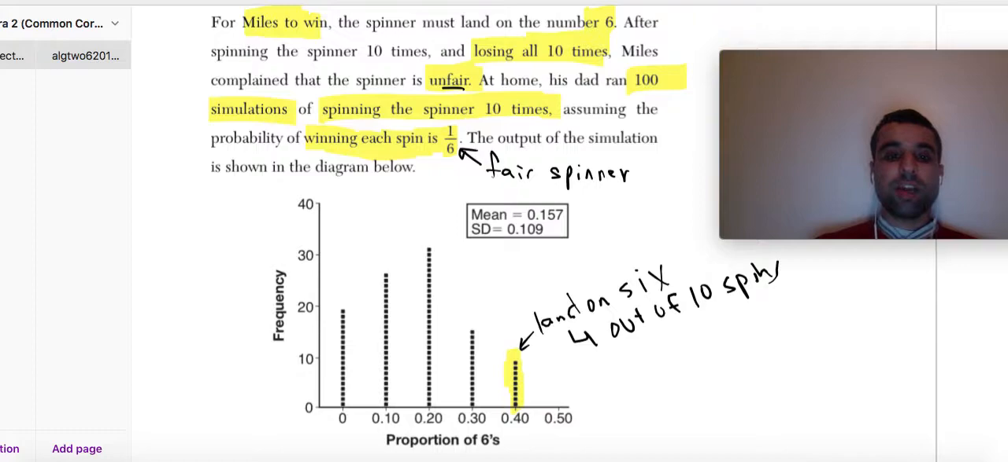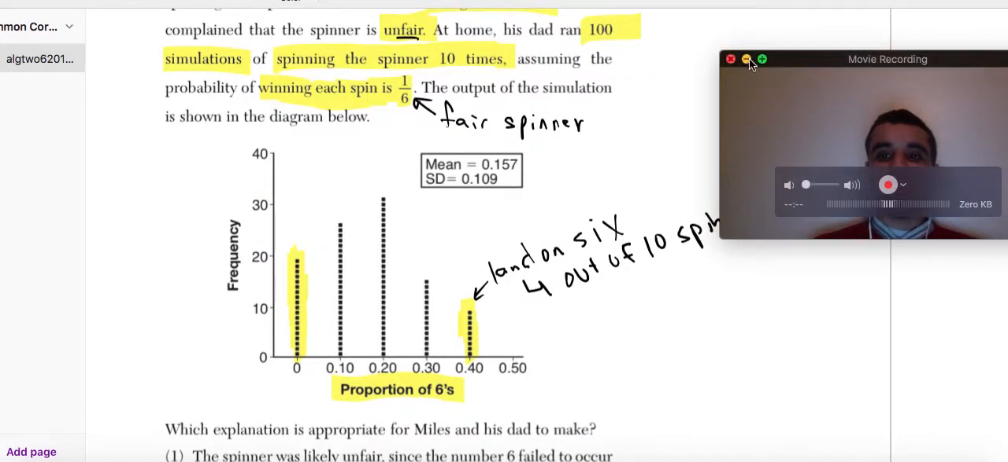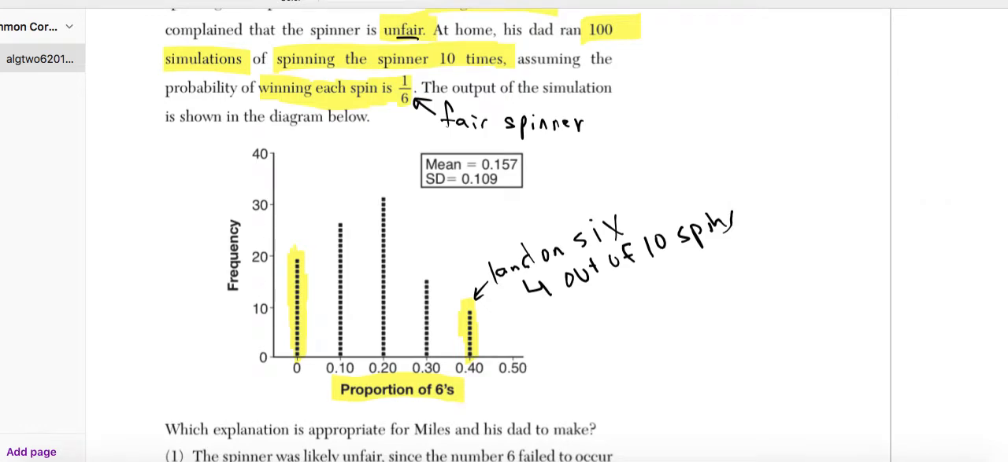Now at the lower end, this is what happened to Miles. These are the times when none of the 10 spins landed on 6, because it says proportion of 6s. Each dot represents 10 spins, so each one is separate. Remember he said it's 100 simulations, so there are 100 of these dots. 20 out of 100 simulations got 0. I'm going to minimize me now. This is 20 out of 100, which is 20%.